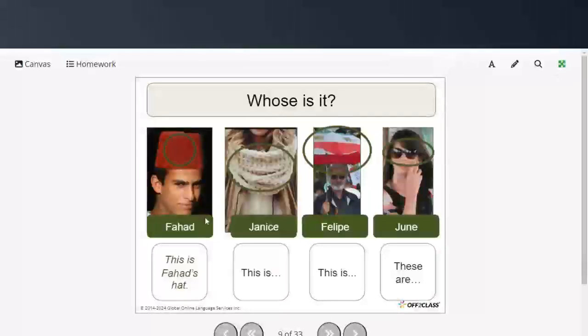Right, whose is it? This is Fahad, so we would say this is Fahad's hat. Janice, this is Janice's scarf. Felipe, this is Felipe's umbrella. And June, these are June's sunglasses.